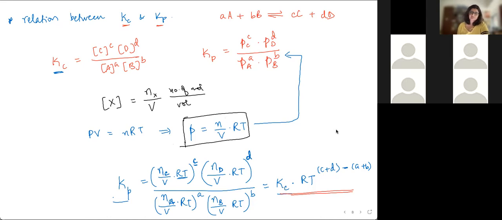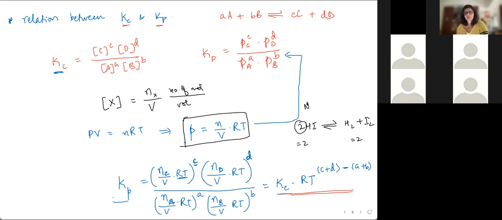The value of N, we just get it by C plus D minus A plus B, right? So that's delta N, difference in the number of moles. For example, let's take HI gives H2 plus I2, decomposition of HI. The total number of moles on the product side, C plus D, is 1 plus 1 equal to 2. Total number of moles on reactant side is also 2. So in that case, this becomes 2 minus 2, zero. So that's kind of how you calculate it.